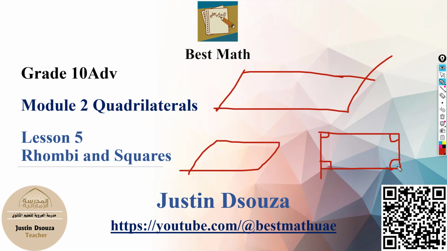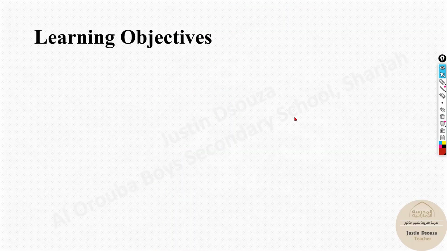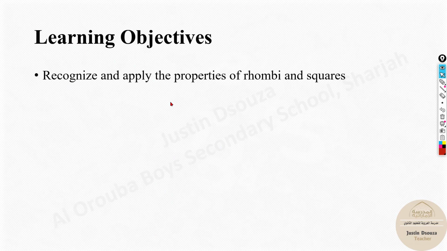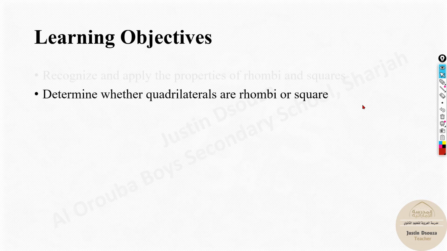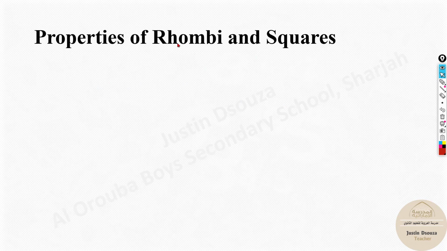Now we will learn two more things, rhombi and square, which are parallelograms, but they can be classified differently into rhombi and squares if they meet certain conditions. We will look into the learning objectives first: recognize and apply the properties of rhombi and squares, and determine whether quadrilaterals are rhombi or squares. Now the keywords over here are rhombus, square. That's it. Now the properties of rhombi and squares.